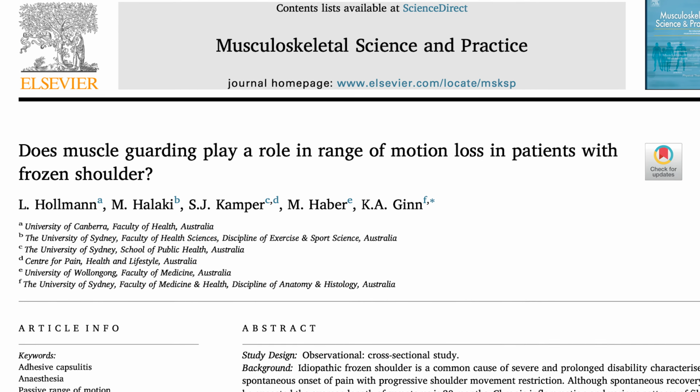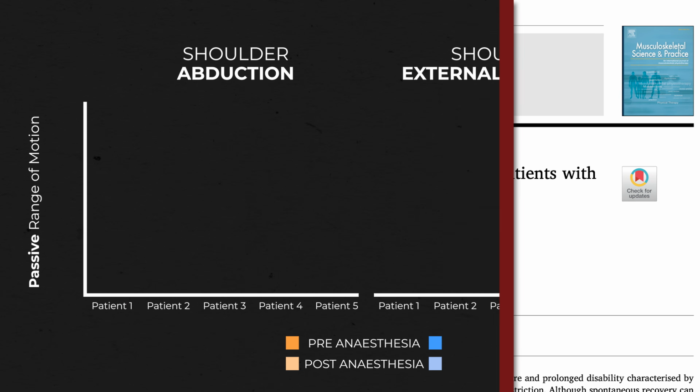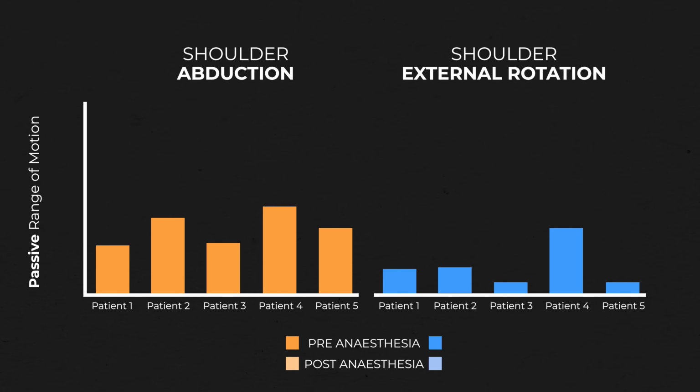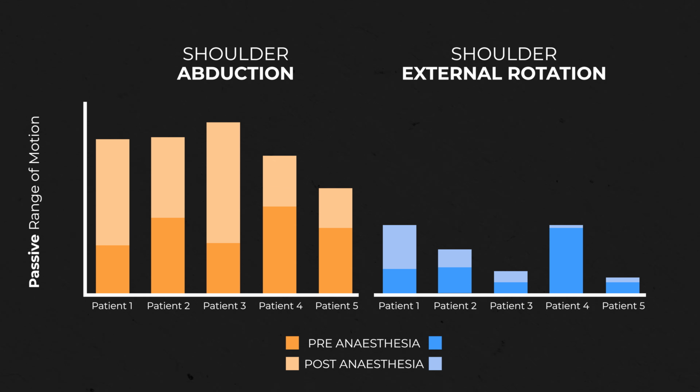Signs and symptoms related to frozen shoulder are often associated with inflammation, fibrosis, and contracture of the shoulder capsule and surrounding structures. However, a popular study by Holman and colleagues found that in 5 patients with frozen shoulder, passive shoulder range of motion significantly improved after the administration of general anesthesia. All 5 patients saw a significant increase in shoulder abduction, while 3 demonstrated an increase in external rotation. 1 patient even saw an increase up to 105 degrees of shoulder abduction and 41 degrees in shoulder external rotation.